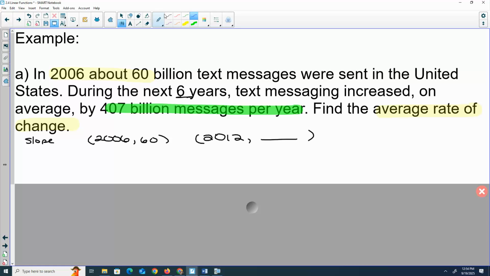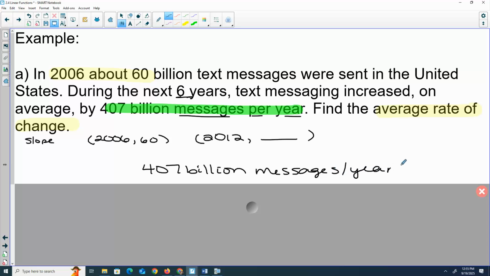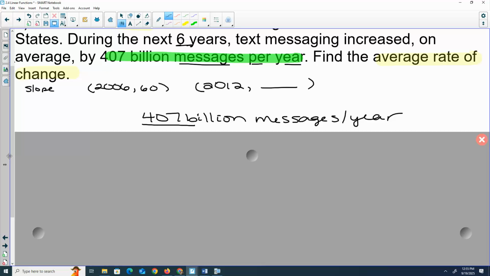Now sometimes you'll have 2 ordered pairs that you have to write. But when you see a slope, it's always something per something. I didn't tell you how many messages were sent in 2012 for us to finish that ordered pair. What I told you was how it was changing. And so this one is just the 407 billion messages per year. Now, when we find these, I expect the number, but also the units. Okay, so we do need to know that that is billion messages per year.